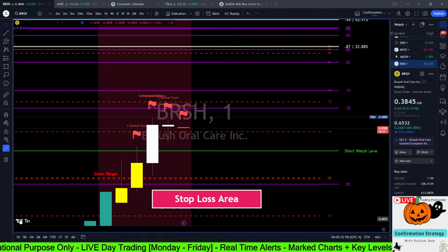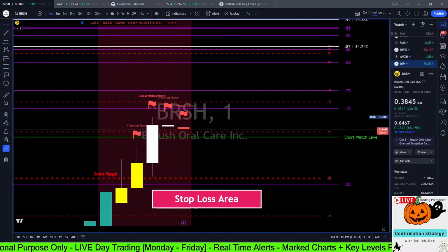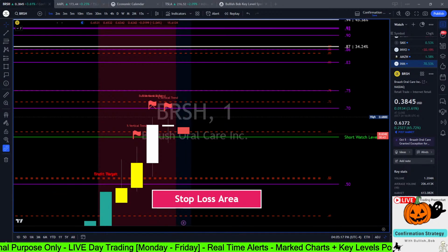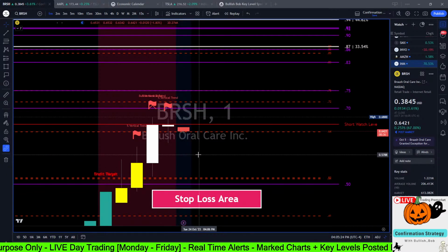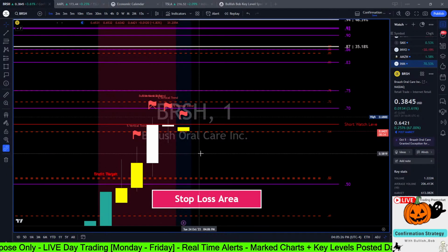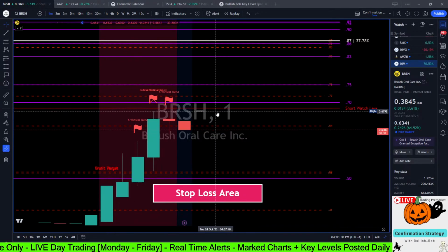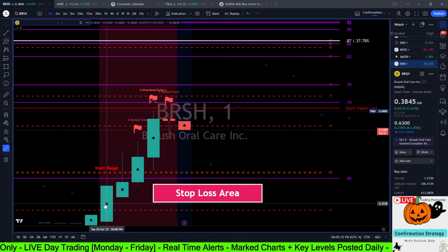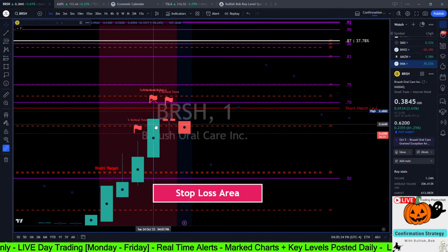Now, let me see if there's something that's a reason why this is moving. So today is the 24th. I'm not seeing any news on BRSH, but luckily for our strategy, it does not require news. So it's confirmation. We look for a clean close over a key level. We assess each one of these trades. This has 1, 2, 3, 4, 5 green bars in a row. That's a bullish vertical trend.